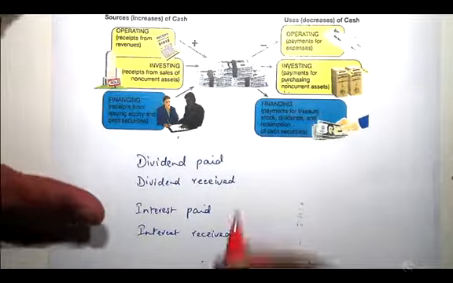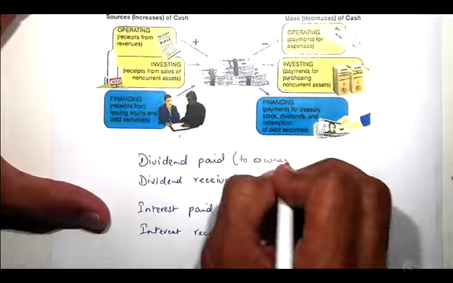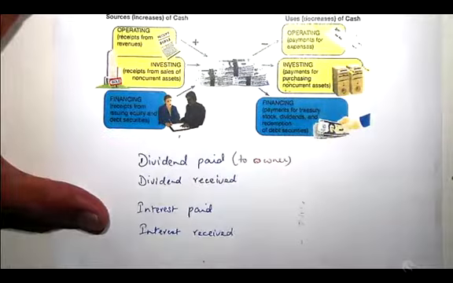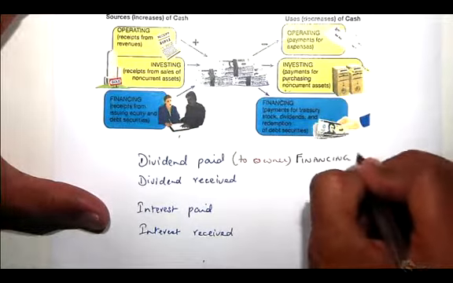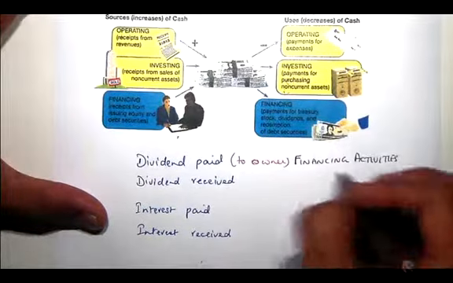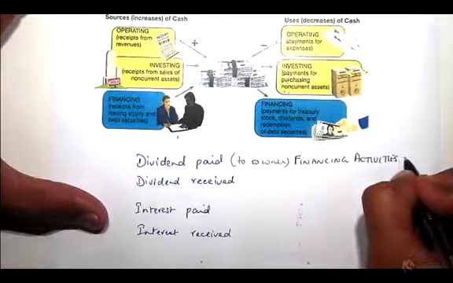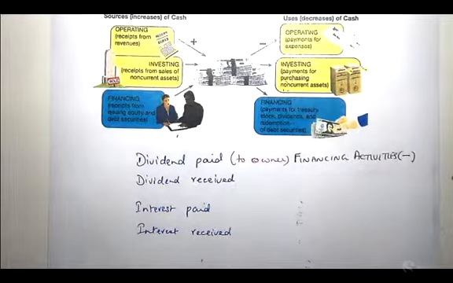Dividend paid is absolutely simple. It is paid to the owner, who is my financer, and therefore this is always under financing activities in the cash flow statement. And this is a cash outflow. So I'll put a minus there for you all. Cash outflow. Dividend received. It's a cash inflow, but from where are we receiving the dividend? And do we receive this every month or recurring in nature? Dividend received is a receipt of money from an investment.